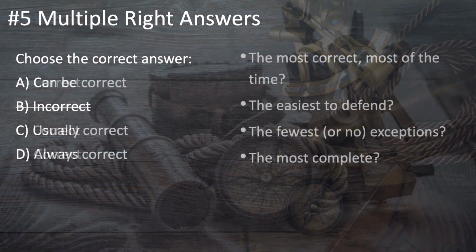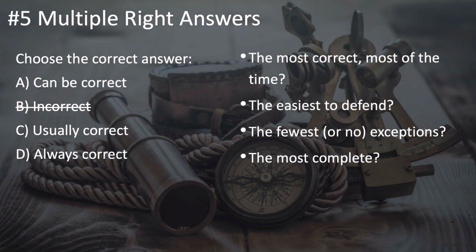So, for example, you may see, as you analyze it more closely, that A can be correct, that C is usually correct, but that D is always correct. So ask yourself which is the most correct most of the time. Also ask yourself which of these answers is the easiest to defend. If you were asked to defend your answer, which one could you most easily defend? Which answer has the fewest or no exceptions to it? And which answer is the most complete answer?